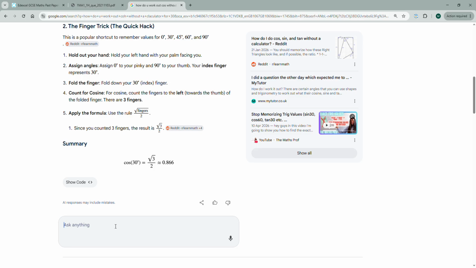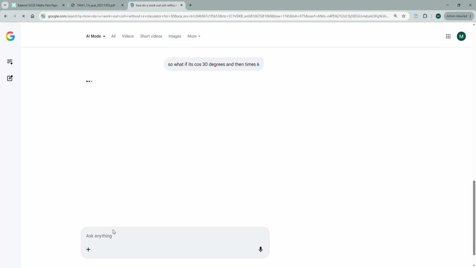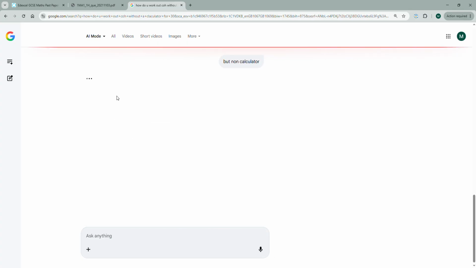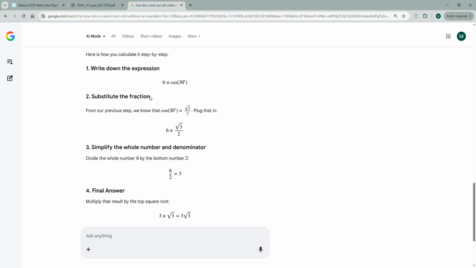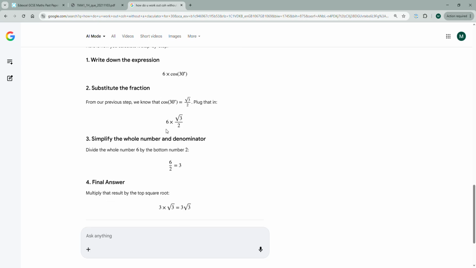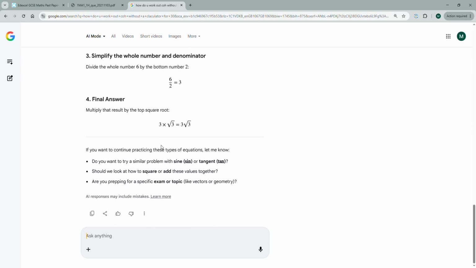I'm confused. I'm using Gemini. I don't know how to write this on a computer. The cos 30 degrees and then times 6. And it's non-calculator, I forgot to add that. Non-calculator. Okay, so what would it be? 6 over 2 plus 3.